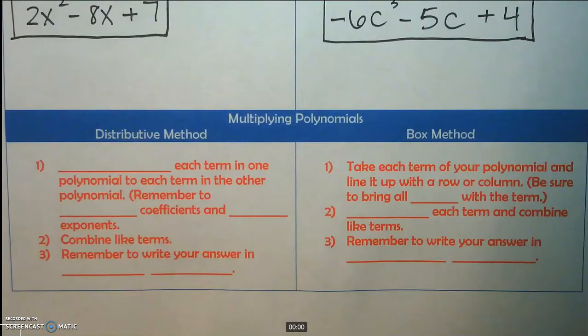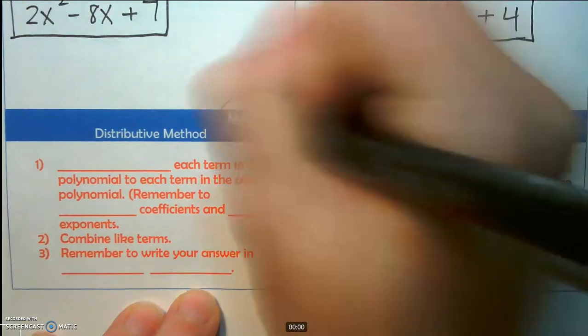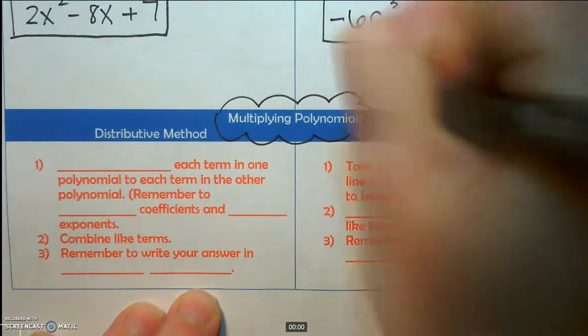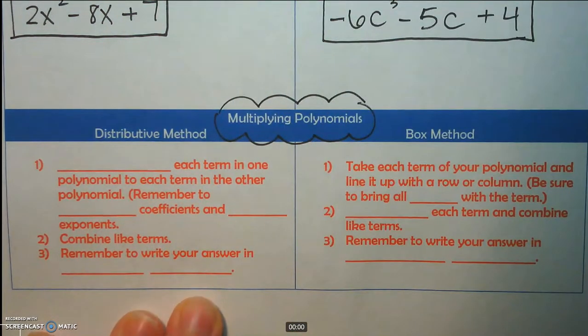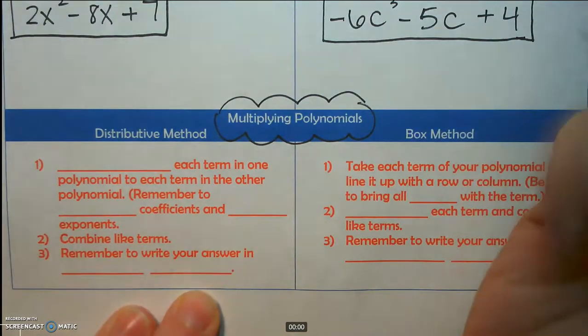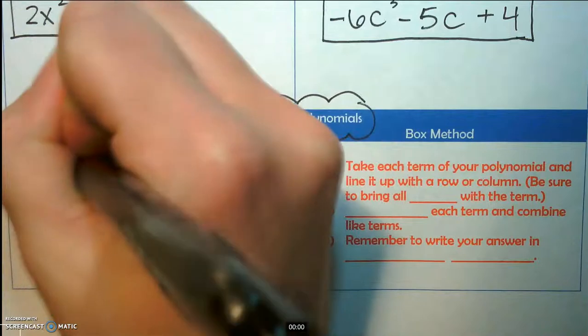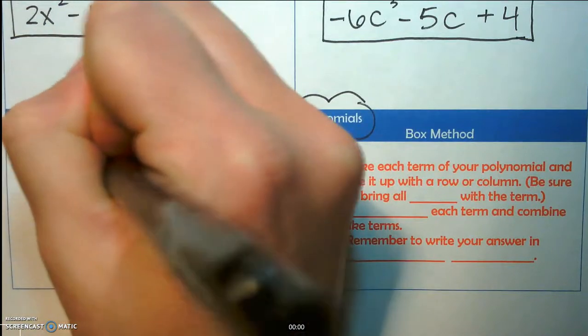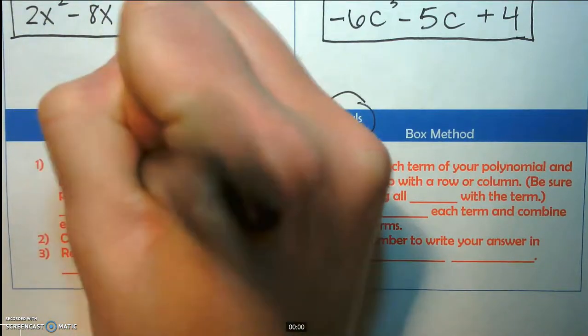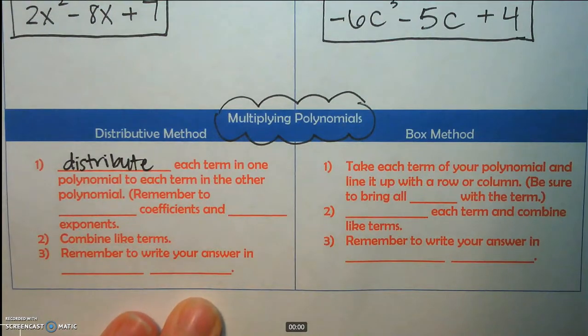Next thing we're going to review is how to multiply polynomials. And when I introduced polynomial multiplication at the beginning of the year, I taught you two different methods. The distributive method and also the box method. For the distributive method, let's fill in these blanks. We're going to distribute each term in one polynomial to each term in the other polynomial.